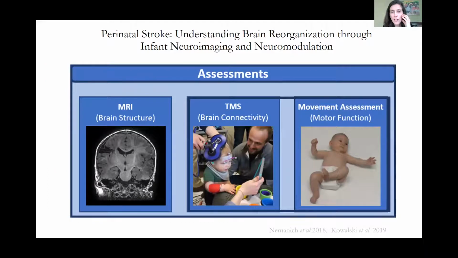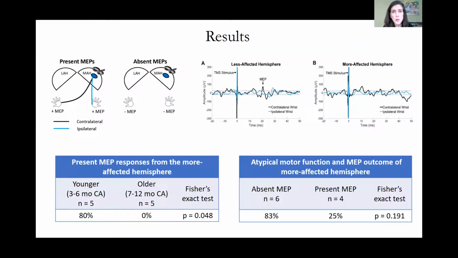So we've now moved on and we're looking at integrating MRI, TMS, and motor assessments in infants, during infancy. We have now run a small pilot of children who had stroke either in their third trimester or up to 28 days after birth. And what we found using TMS specifically is that there were present MEP responses, meaning we could elicit a motor evoked potential from the more affected hemisphere in younger individuals, but not so much in older individuals, older being 7 to 12 months corrected age.